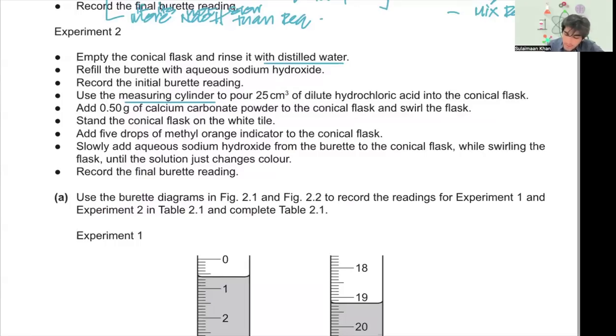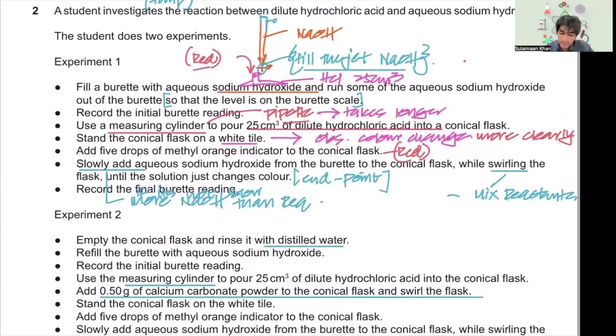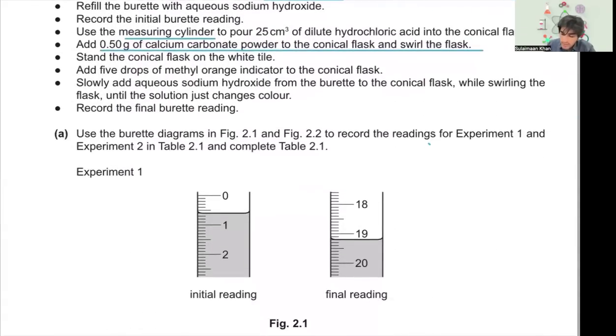Okay, so he added 0.5 grams of calcium carbonate powder to the conical flask and swirled the flask. See, now there's a difference. In experiment 1 and experiment 2, what's the difference? In experiment 2, this student, what he did was, he did everything the same.